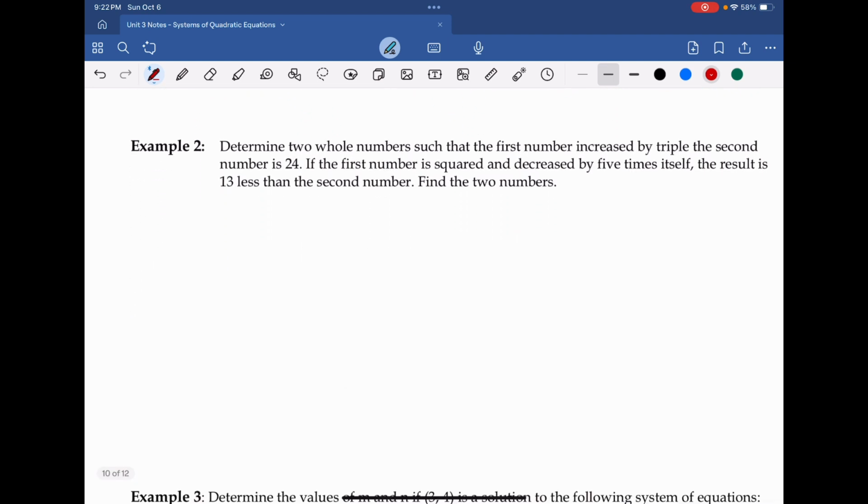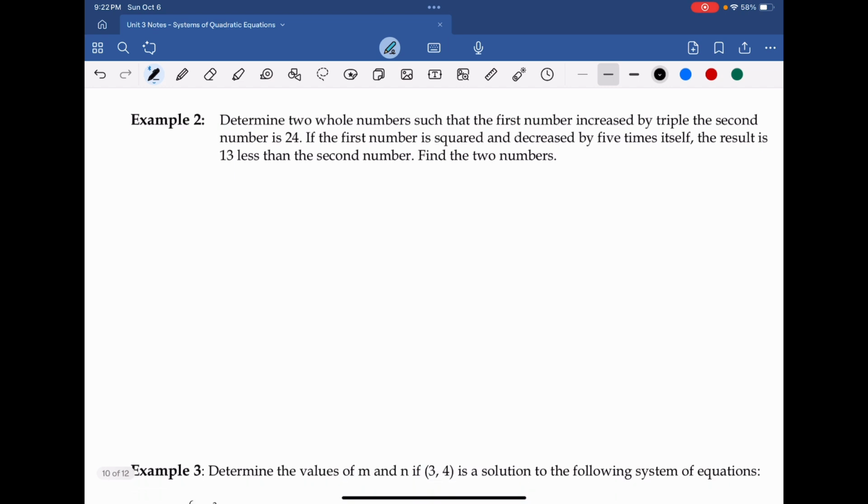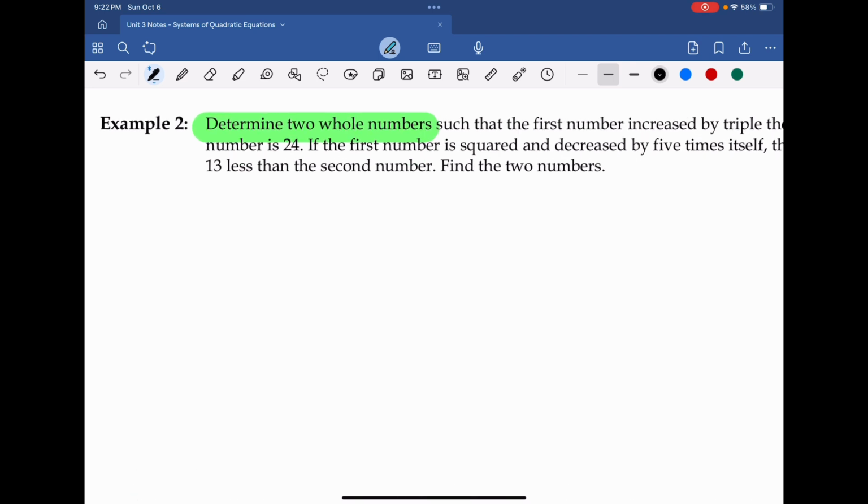All right, let's go to example 2, where we're going to now build out equations based on sentences. So rather than just picking from ones that are listed, let's see if we can construct our own. So determine two whole numbers. Really important, we want to highlight that piece here. We're determining two whole numbers such that the first number increased by triple the second number is 24. Now, I always like to break these things down sentence by sentence and create definitions. Let x be the first number, and then let y be the second number.